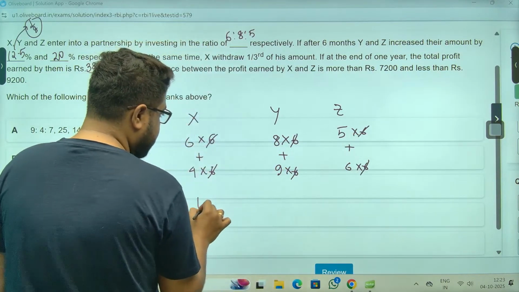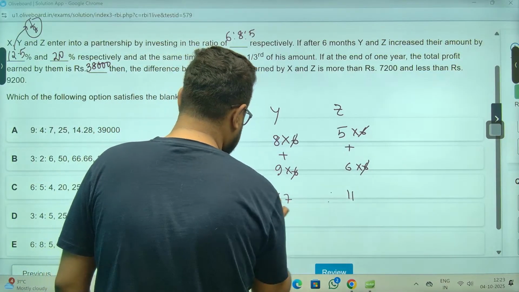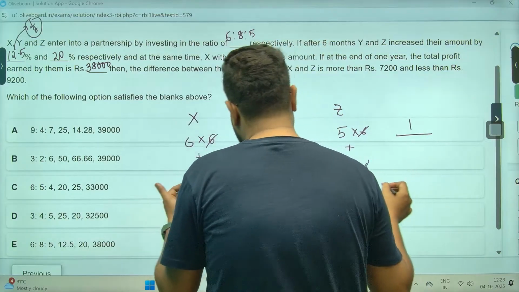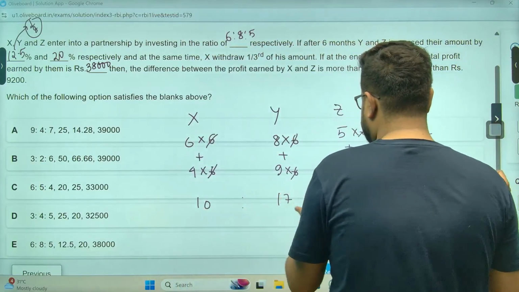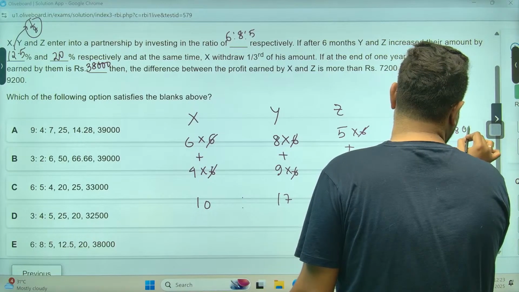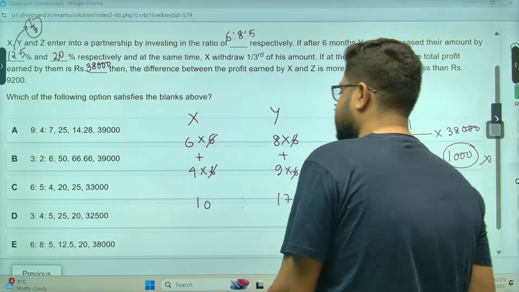So 6 plus 4, 10. This is 17 and 11, sir. Gap will be 1 part out of... I don't think this will be the answer. So this is 17, 11, 28, 38, sir. 38,000. So this is, sir, 1,000. This also cannot be, sir.